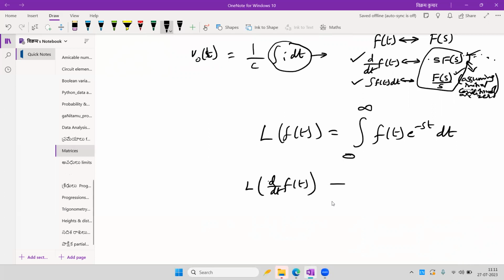Okay. So this we are calling f of s. Now this I have to write as the integral from 0 to infinity of d by dt of f of t, e power minus st dt. If you do manipulation for this, you can show that this will be equal to s times f of s.